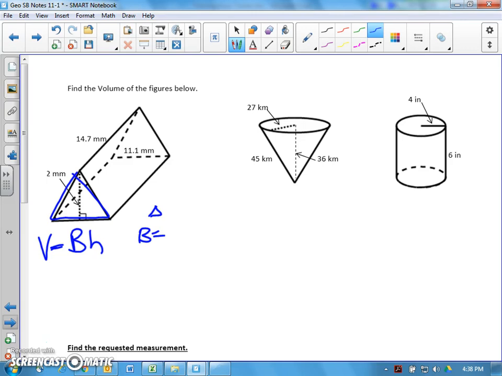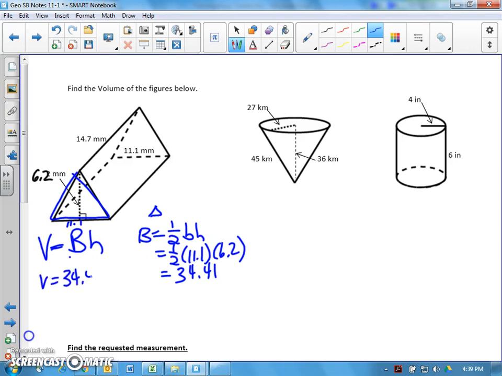So I'm going to take this 11.1 because that has to be the same. So since this is a triangle, I'm doing 1/2 base times height. My base is the 11.1. The height of the triangle is the 2 millimeters. Sorry, my figure was missing a number. It's 6.2 millimeters. So we multiply this all out together, and we're going to get the area of the base to be 34.41. So now we can finish this off.